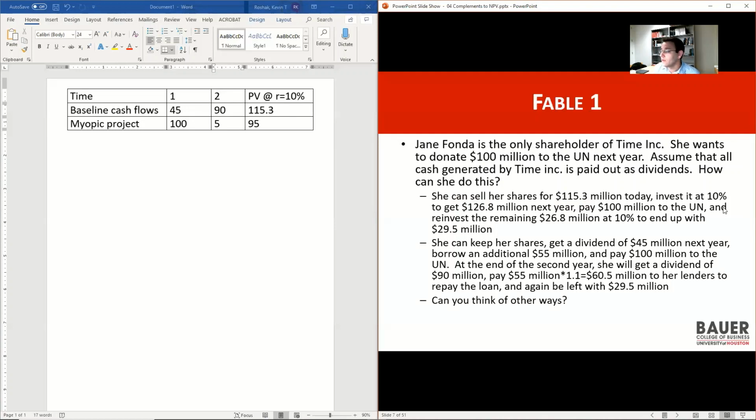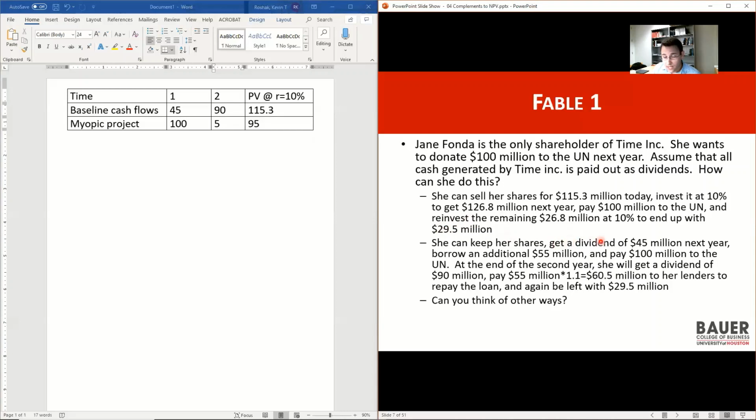Okay, she'll be left with about 29.5 million if she does that. She sells her shares and then she invests it at 10%, which she would have gotten anyways. So at the end of the day, she'll be left with 29.5 at time 2, and she'll have 100 at time 1. Okay. Or she could keep her shares. Maybe she doesn't get a loan.